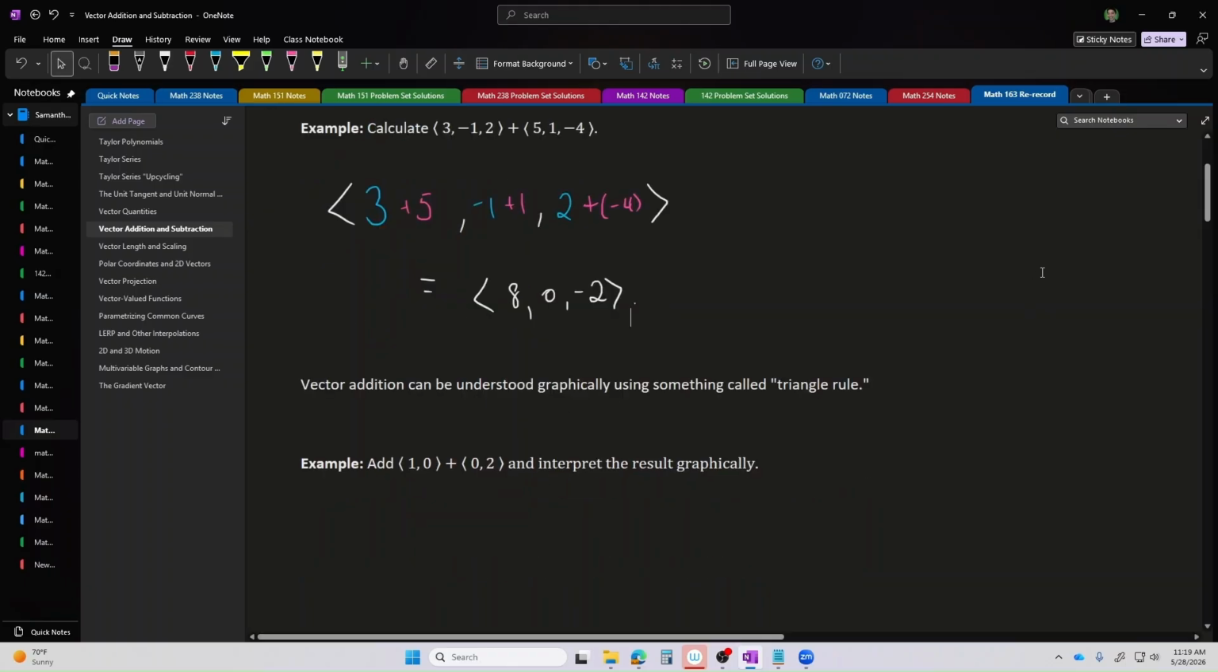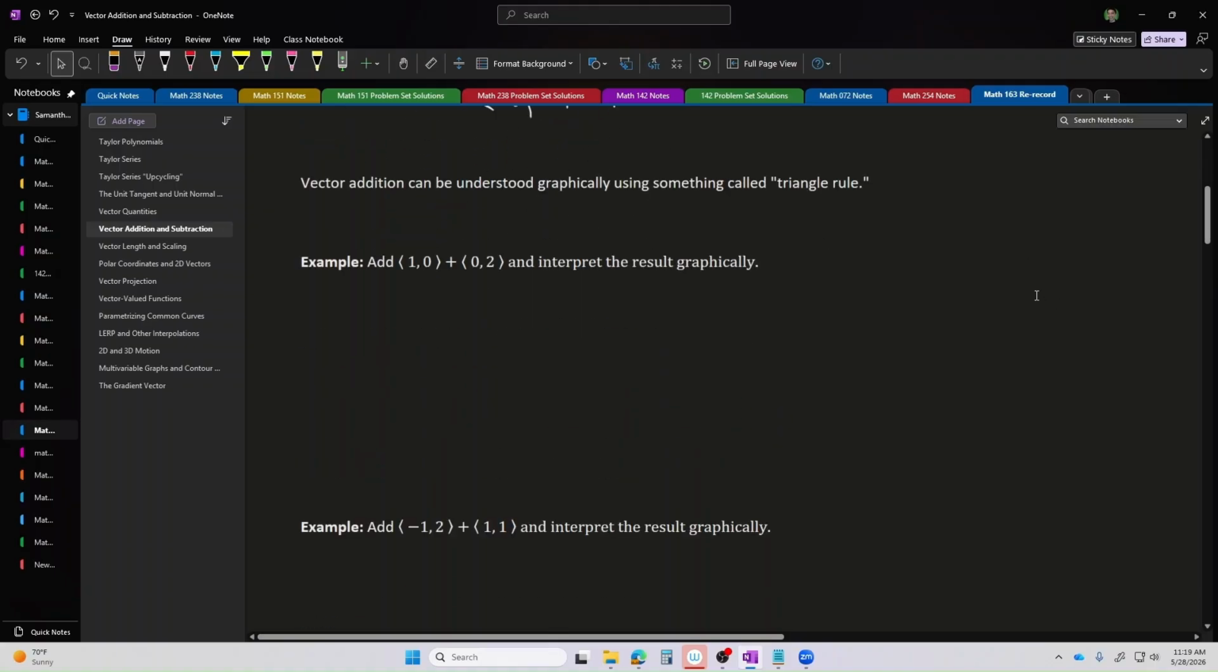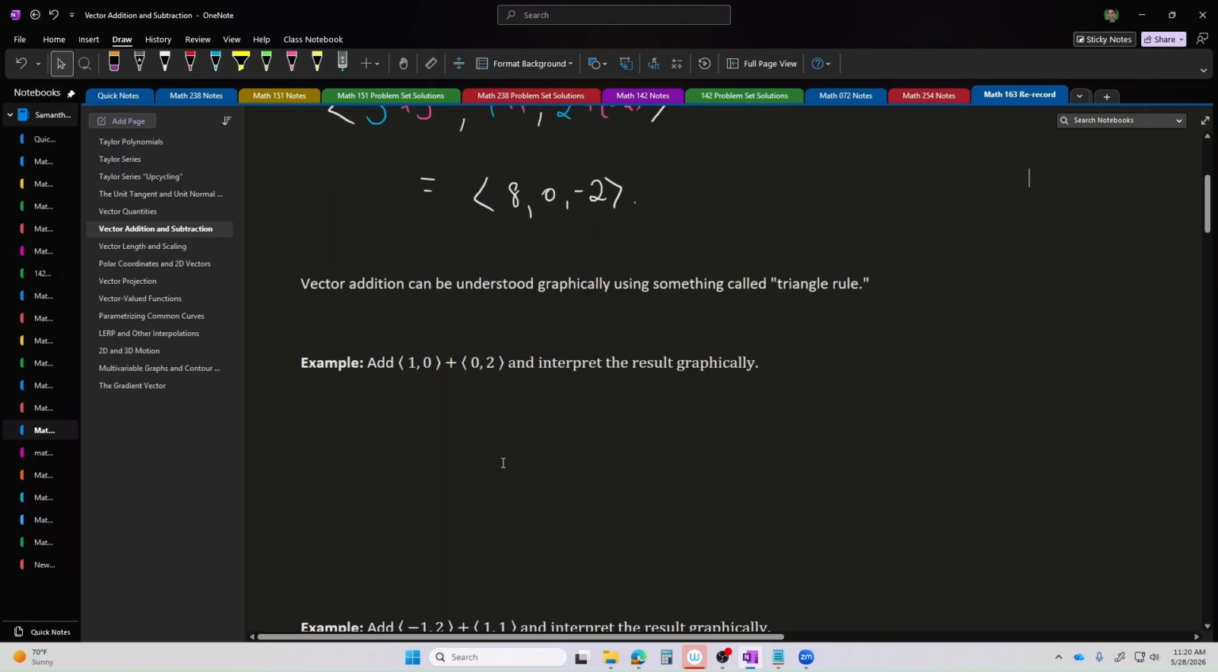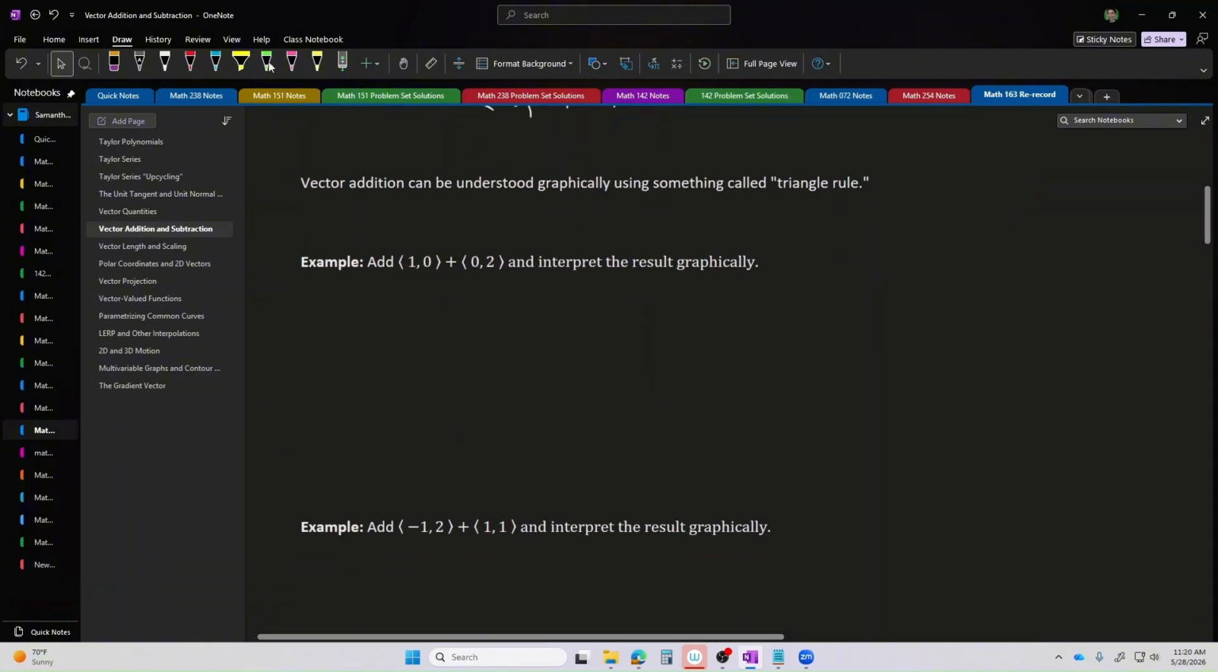Now, vector addition can be understood graphically using something called the triangle rule. And to demonstrate the triangle rule, let me do some vector addition using some really simple vectors that are easy to draw and picture. For example, let me add together the two vectors 1, 0 and 0, 2.